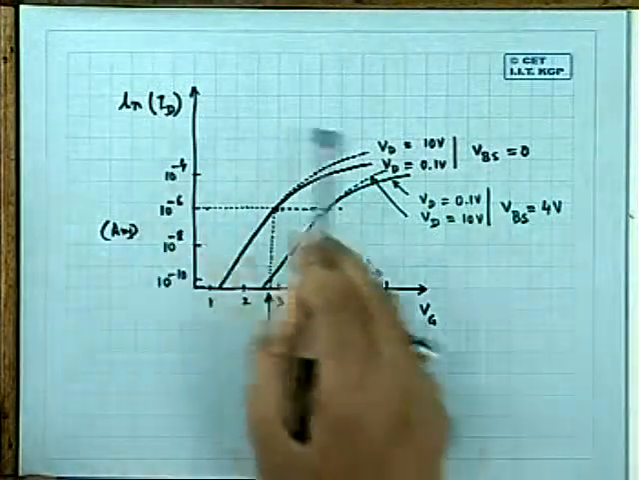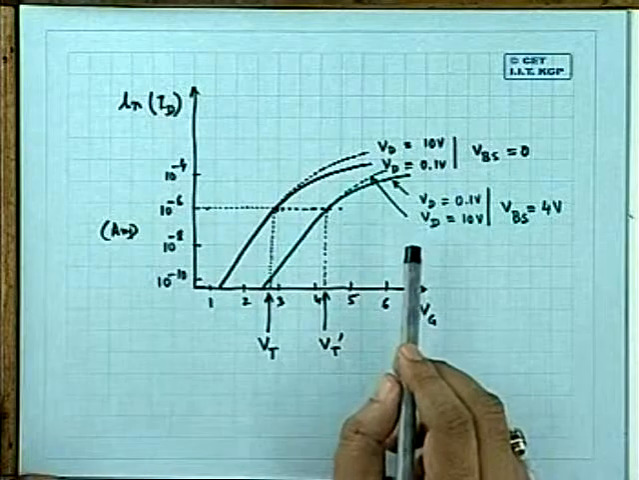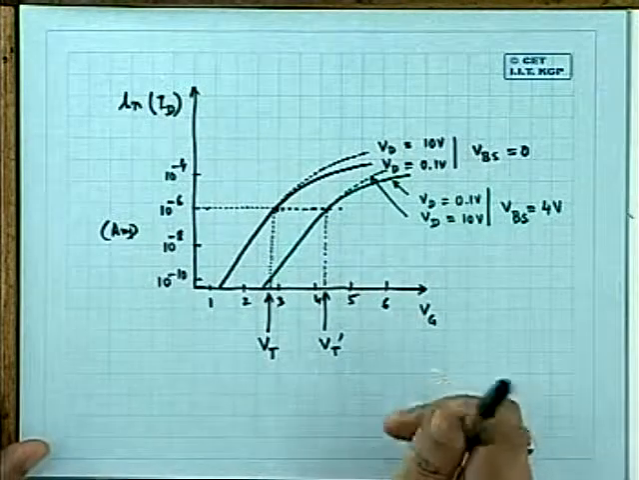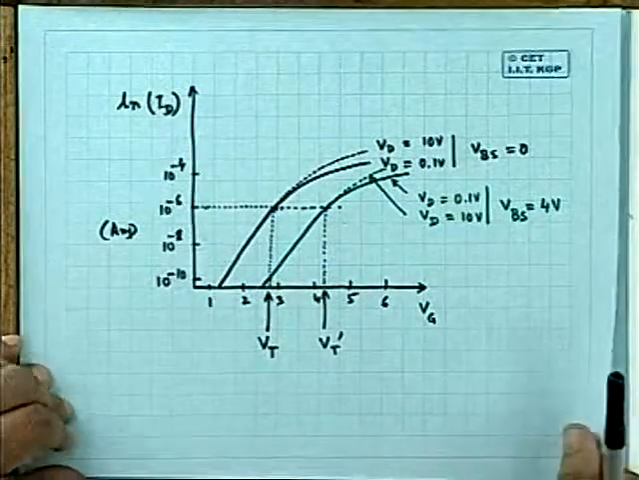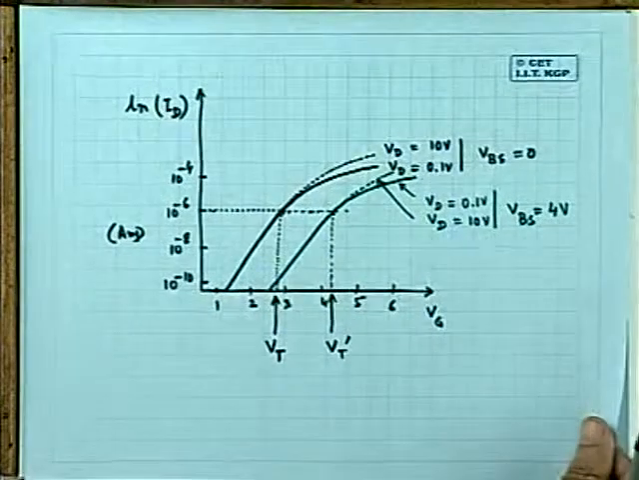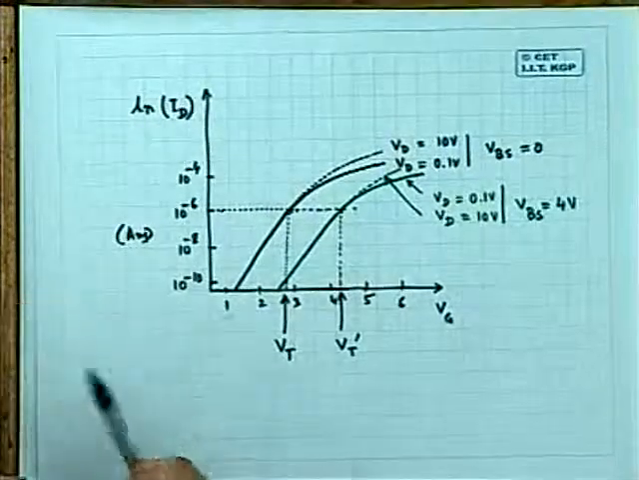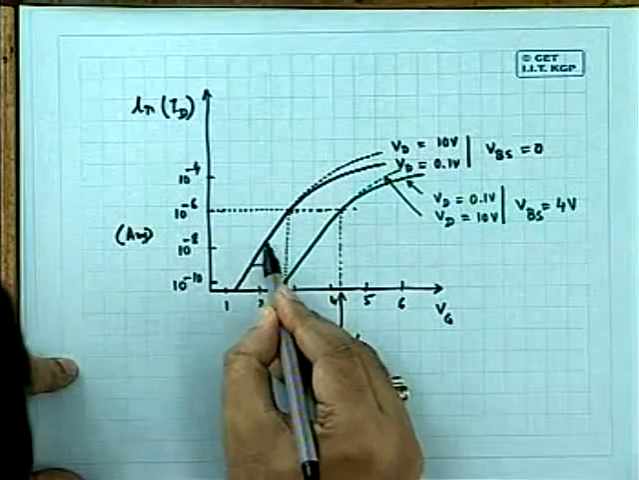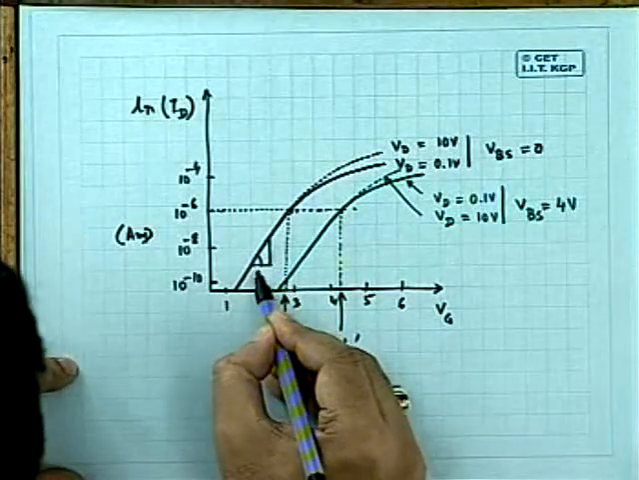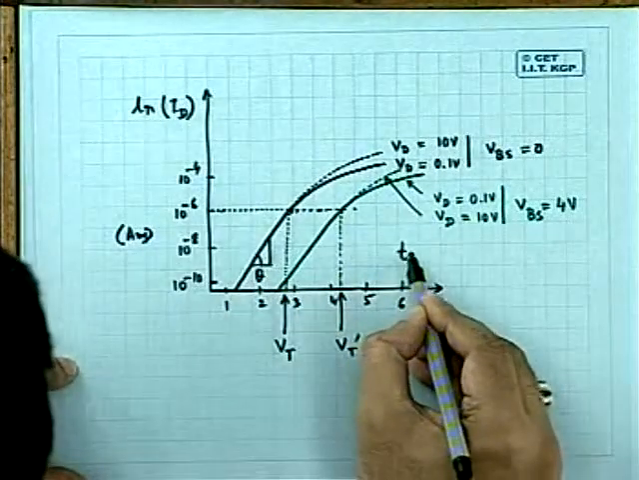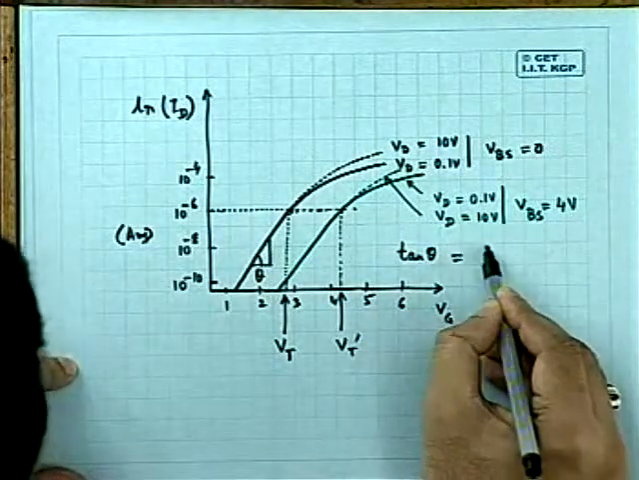Therefore, when we define a MOSFET, we should define another very important parameter, which is called subthreshold slope. It's a very, very important parameter, the slope of this curve. What is that subthreshold slope?